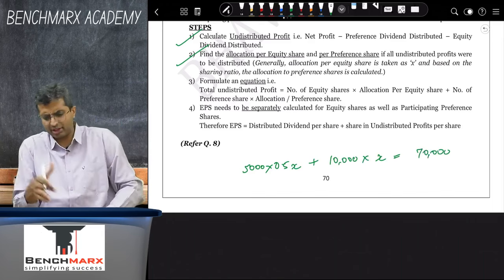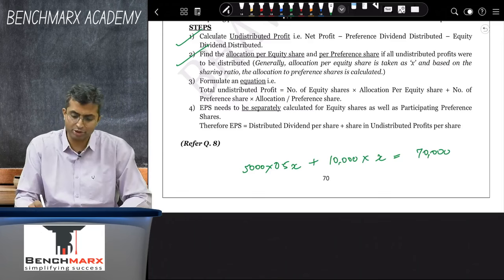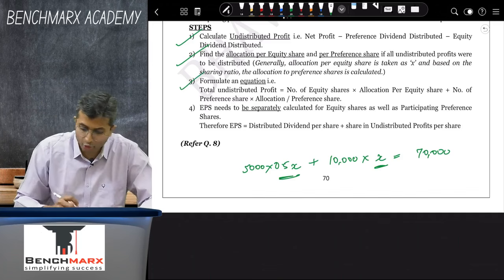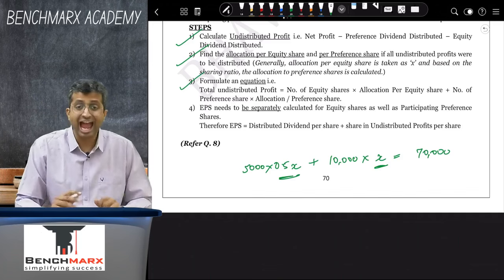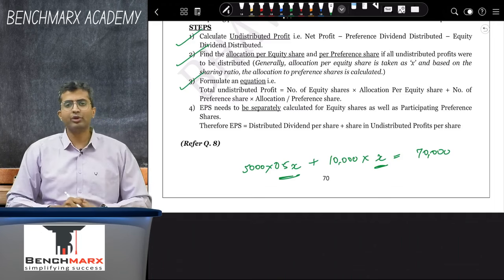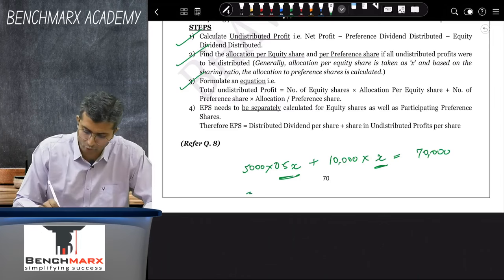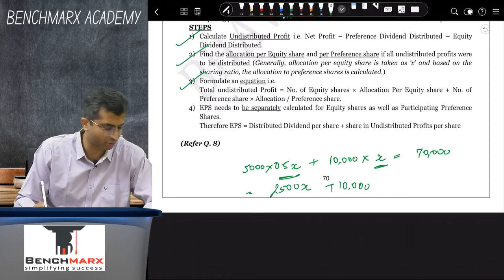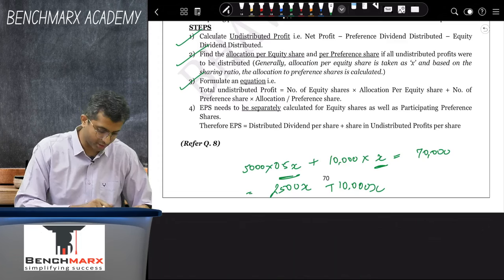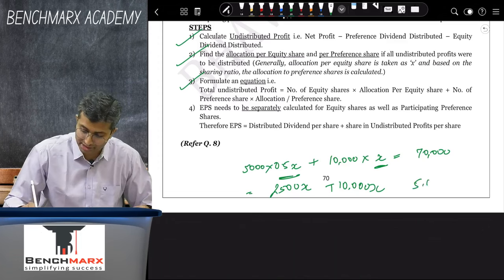So if I were to distribute 70,000, how much will go to preference, how much will go to equity? You will find x, and through that you will find 0.5x. So you will formulate an equation like we have done, and then find how much of the 70,000 will go to the preference share, how much of it will go to the equity share. So for example, if this is 2,500x, this is 10,000x. Okay, I have a calculator here. So this is 70,000 divided by 12,500. So this is 5.6 is x, therefore 2.8 will be 0.5x.